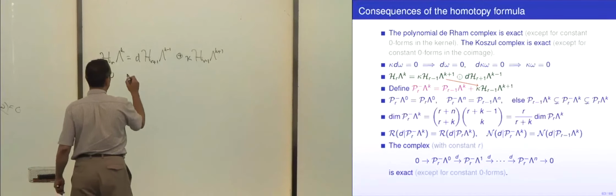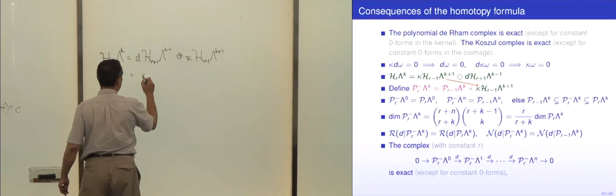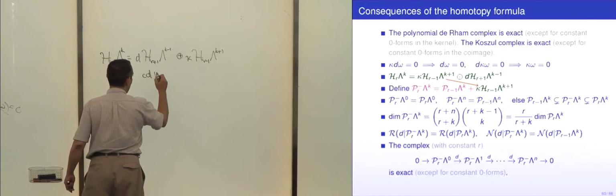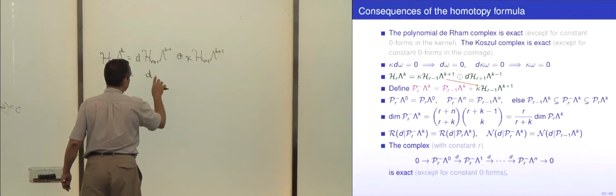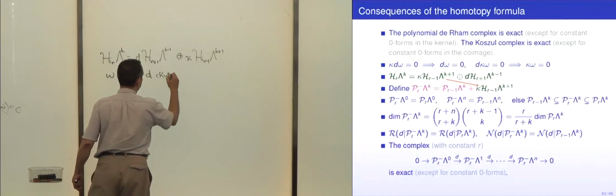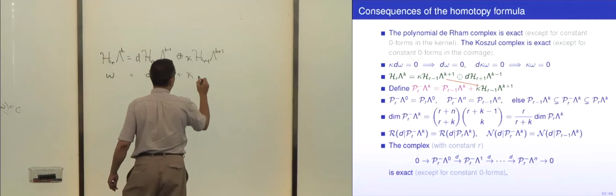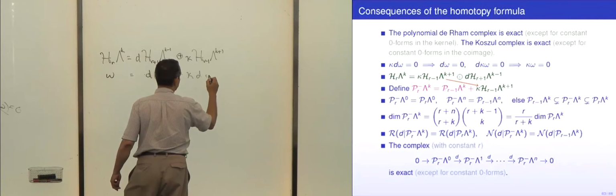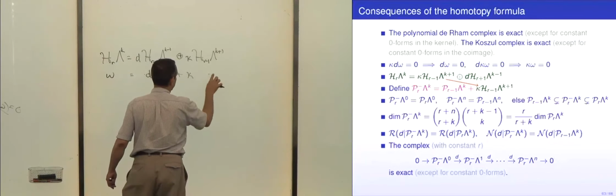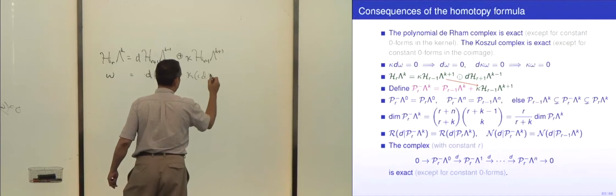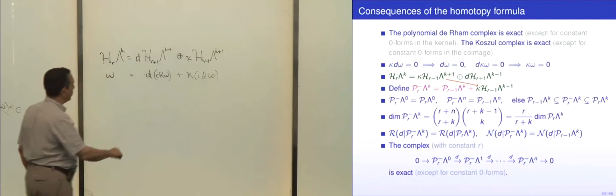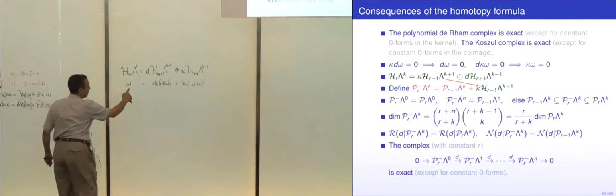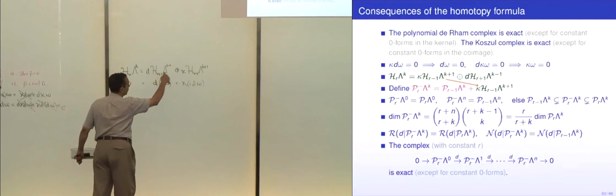Up to a constant, omega is equal to d of some constant times kappa omega, plus kappa of some constant times d omega. So I've put the constant over there. So this shows that everything in here is a d plus a kappa. So it's in here plus here.